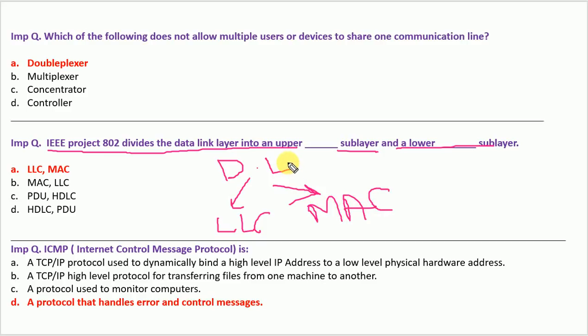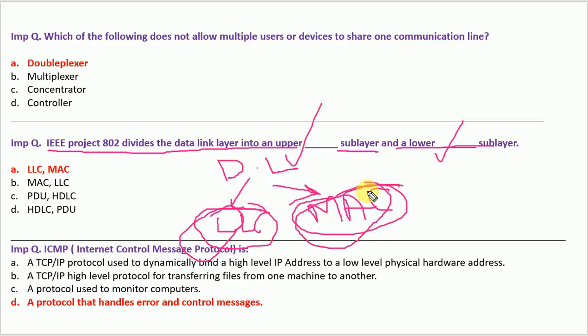So they have asked what is the upper sublayer and what is the lower sublayer. The upper sublayer will be LLC and the lower sublayer will be MAC. Again, that's why I told you each and every point is very important. They can ask anything. So LLC is basically an upper layer and MAC is basically a lower layer.